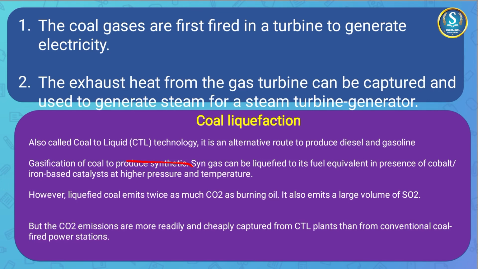So coal and oil both have the same composition, so it can be shifted from one to another. So coal liquefaction technology is an alternative route to produce diesel and gasoline. Directly, we produce gas, gasoline, petrol, diesel. The process involves gasification of coal, which in turn of course will produce a synthetic gas. We know already what syngas is.